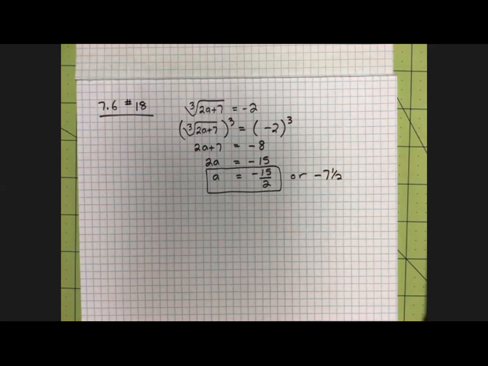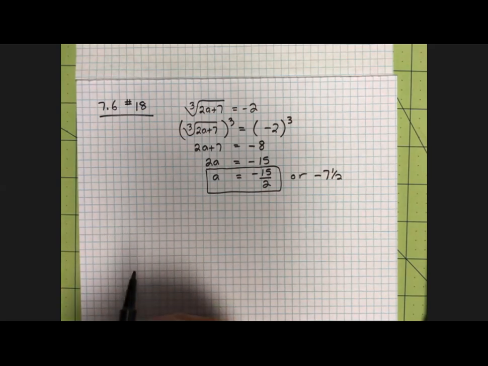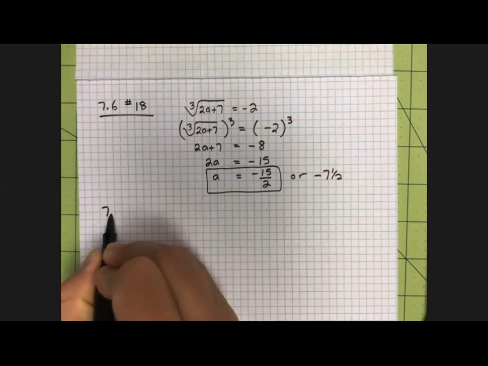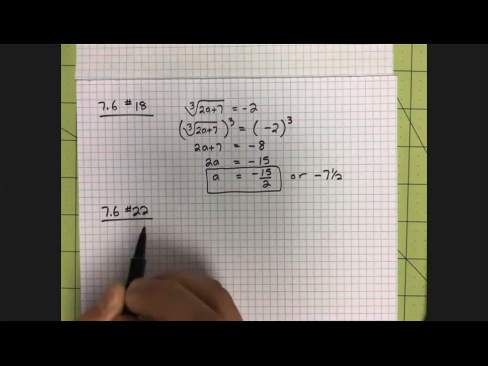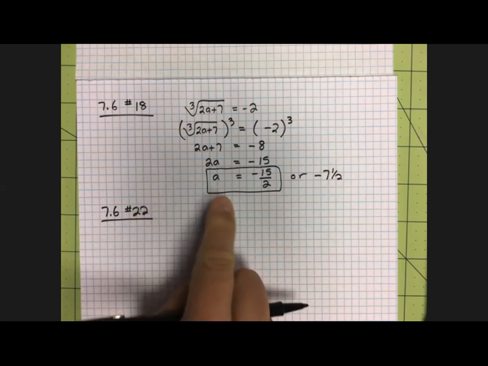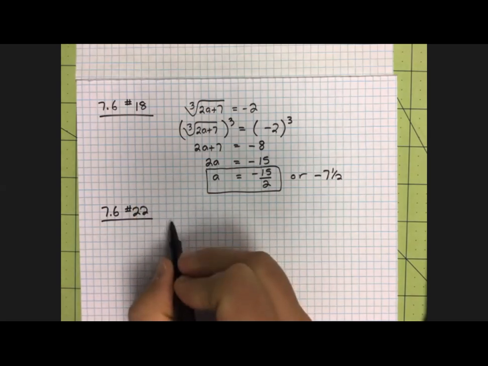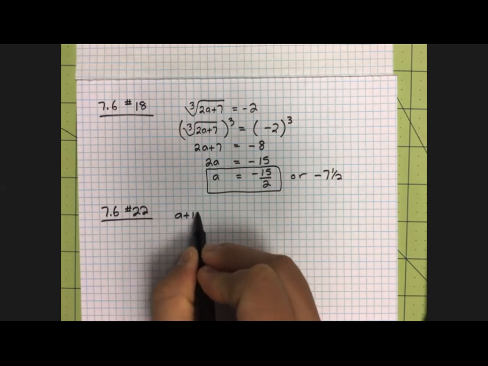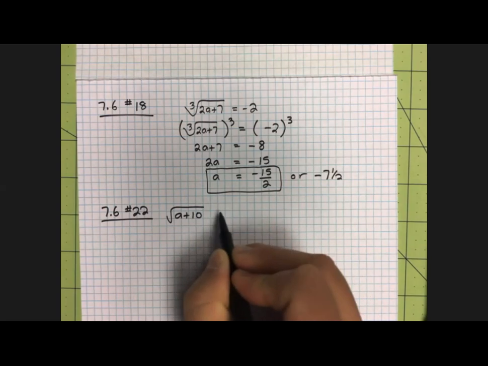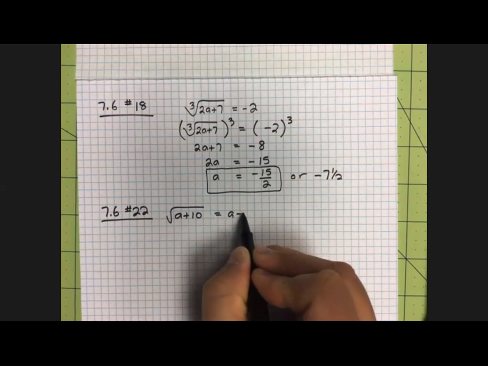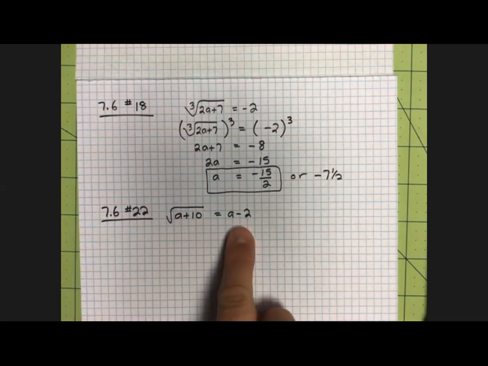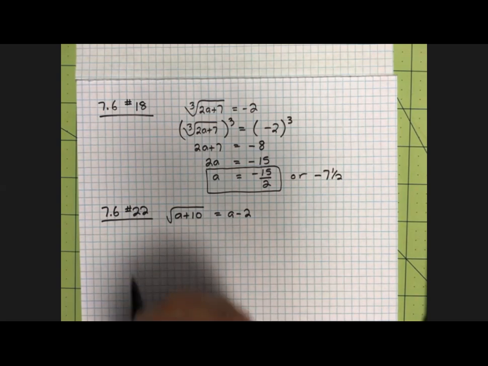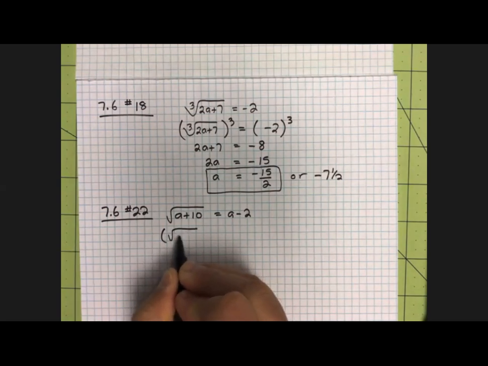Okay, let's try again. So let's just pump this up slowly. And try problem 22. Because it's not as short as I've been portraying in the first few problems. Let's say I've got the square root of a plus 10 equals a minus 2. Now I'm going to square both sides. But now I've got to remember my rules of exponents. I've got to honestly square both sides.